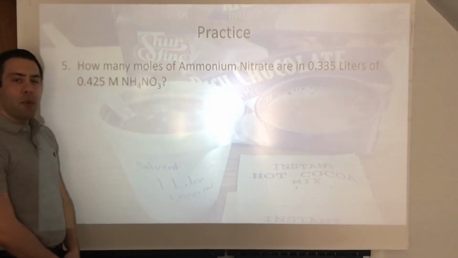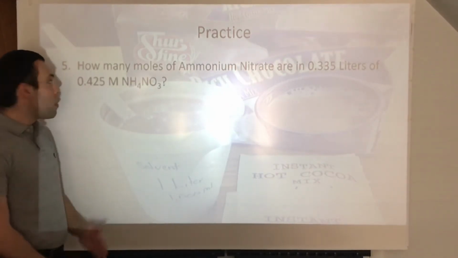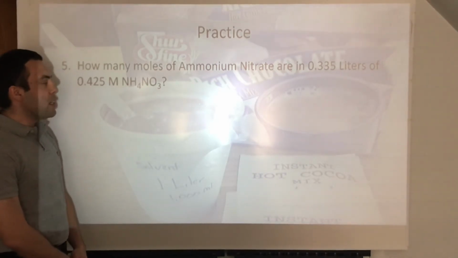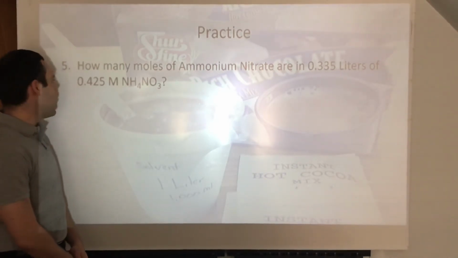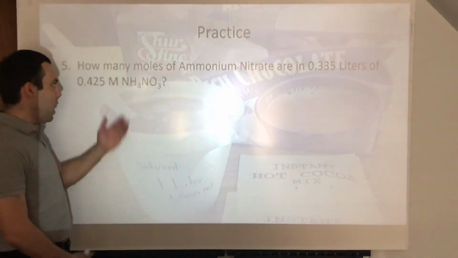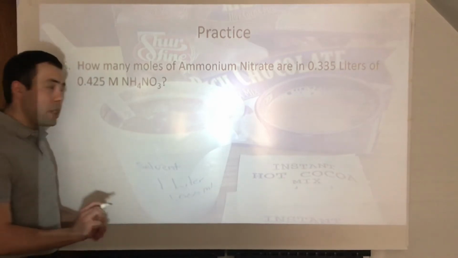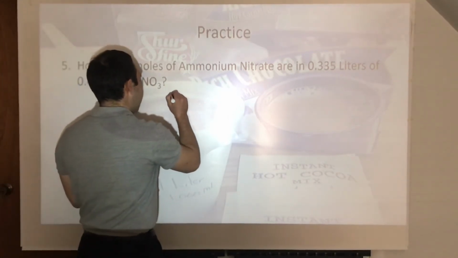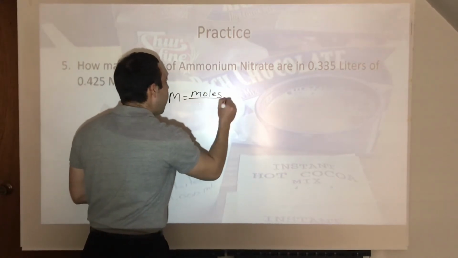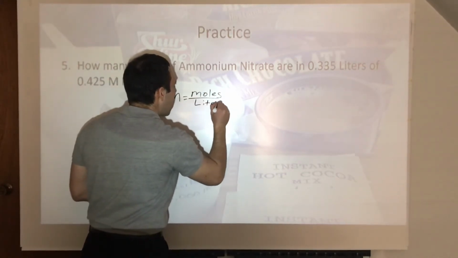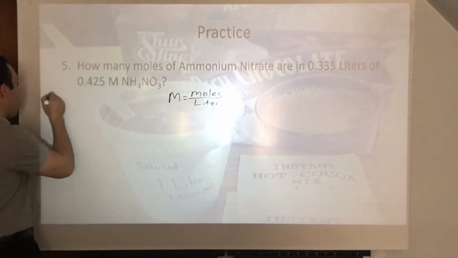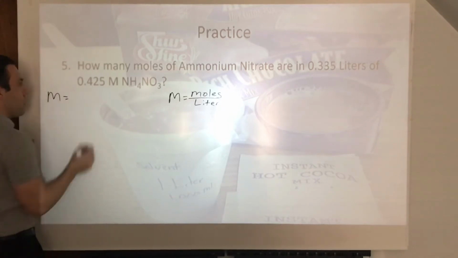For the next problem, we have to find the number of moles. Problem number 5 states, how many moles of ammonium nitrate are in 0.335 liters of 0.425 molar ammonium nitrate, NH4NO3? First thing we do is we write our formula. Capital M equals moles over liters.